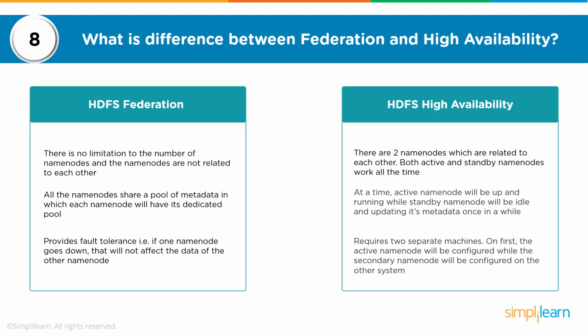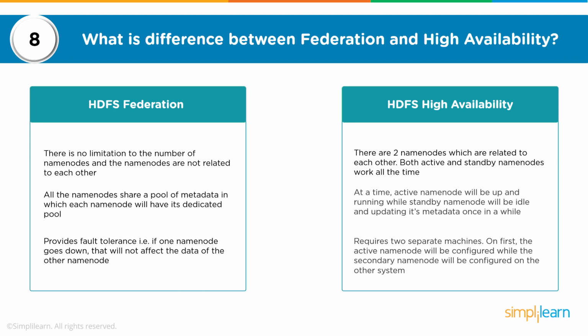What is the difference between federation and high availability? Now these are the features which were introduced in Hadoop version 2. Both of these features are about horizontal scalability of the name node. So prior to version 2, the only possibility was that you could have one single master, which basically means that your cluster could become unavailable if the name node would crash. So Hadoop version 2 introduced two new features, federation and high availability. However, high availability is a popular one.